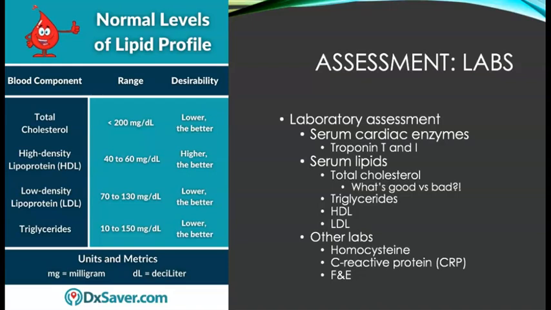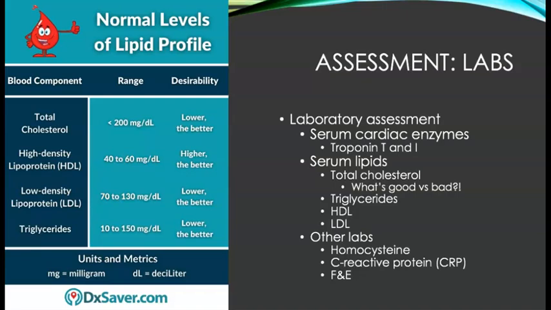Triglycerides are a type of fat, and these are the most common type of fat in your body. We usually want our triglycerides to be somewhere below 150, so the lower the better with this one. High-density lipoproteins, or HDLs, are your good type of lipid. So we actually want this type of lipid to be higher. If you notice on this little chart here, you have between 40 to 60. So if we have above 60, that's a good thing.